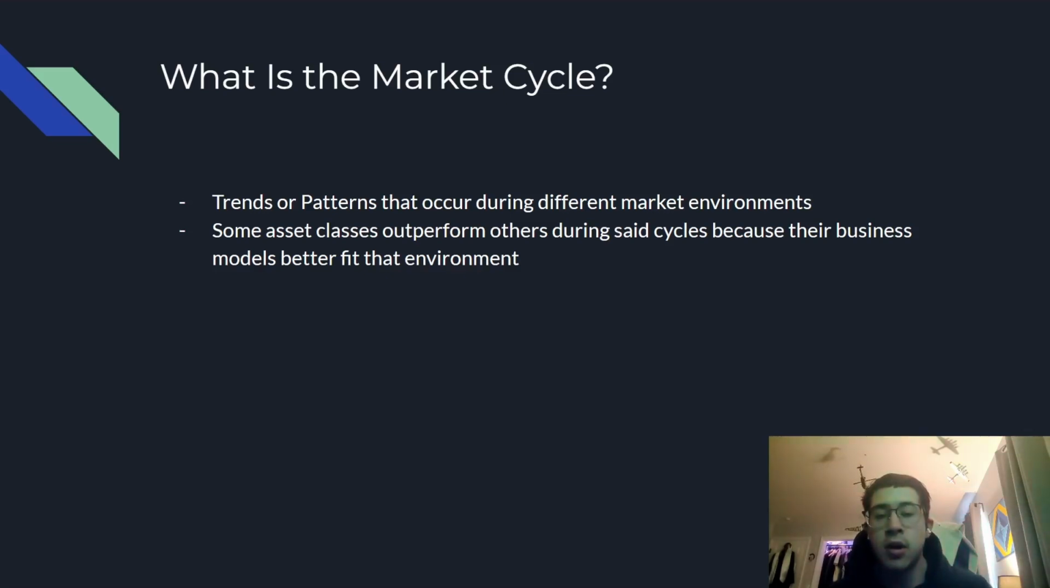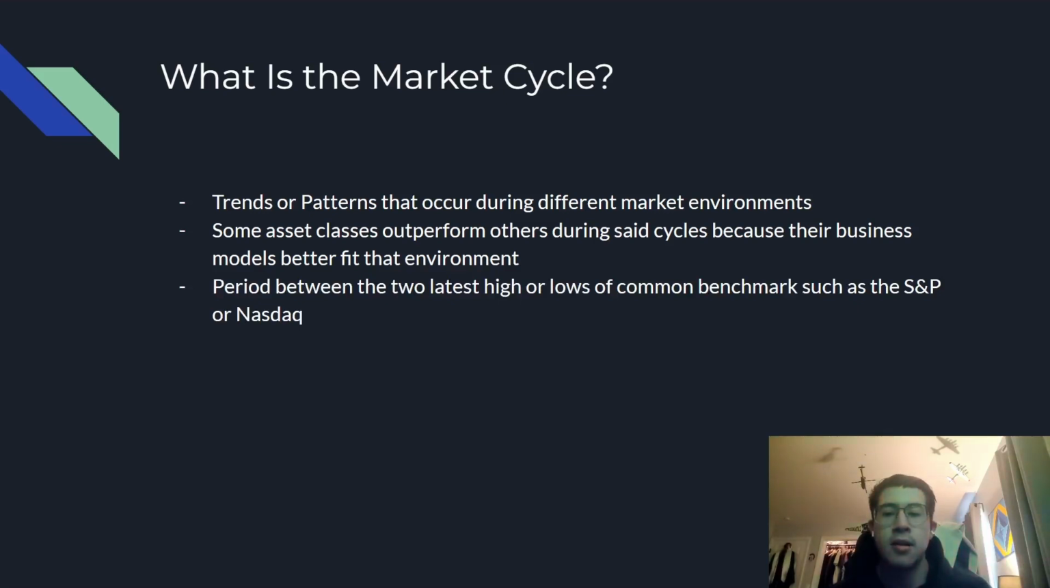On the other hand, if the market is tech based and we see a high rate of growth in the tech industry, tech stocks are going to outperform, right? And a market cycle is basically just a period between two of the latest highs or lows of a common benchmark. So like the S&P or the Nasdaq or the Dow or whatever you want.